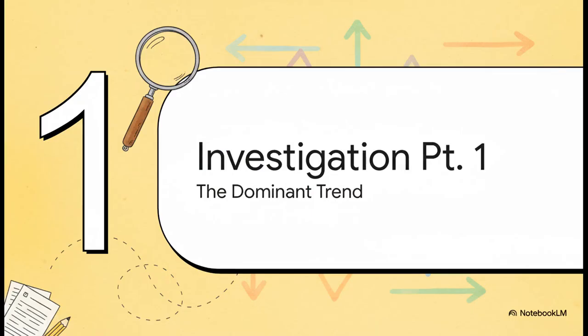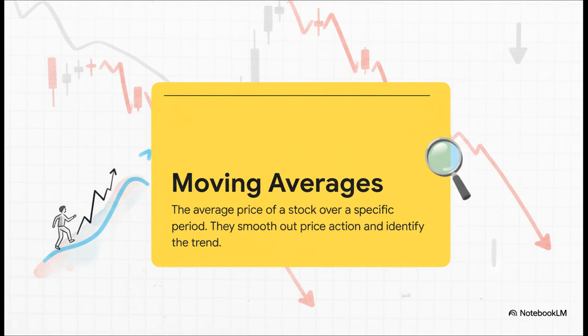Okay, first things first. Like any good detective, you've got to establish the basic facts of the case. In the world of technical analysis, that means figuring out the dominant trend. Is the stock heading up? Is it heading down? Or is it just going nowhere? This is our starting point. To find that trend, we use a tool called moving averages.